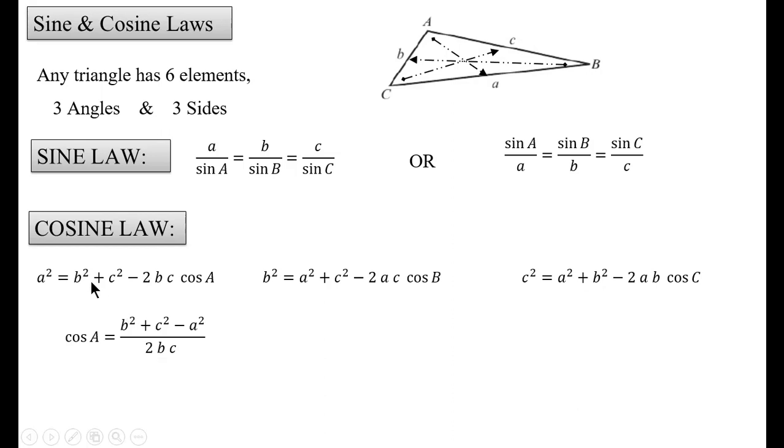Okay, a very important note here. Look at the first rule. We start with a small and end with cosine A capital. And here we start with cosine A and end with minus a squared. So they are very interesting rules. Let's go to the examples.